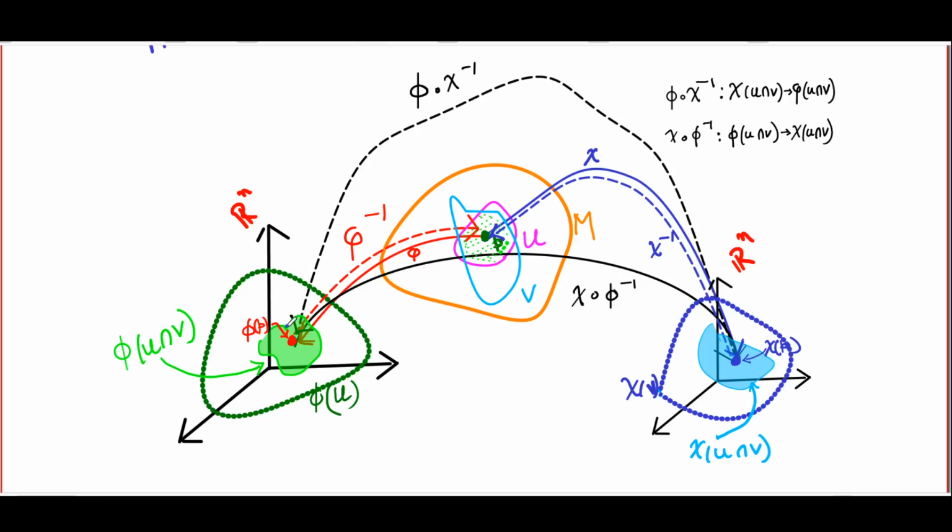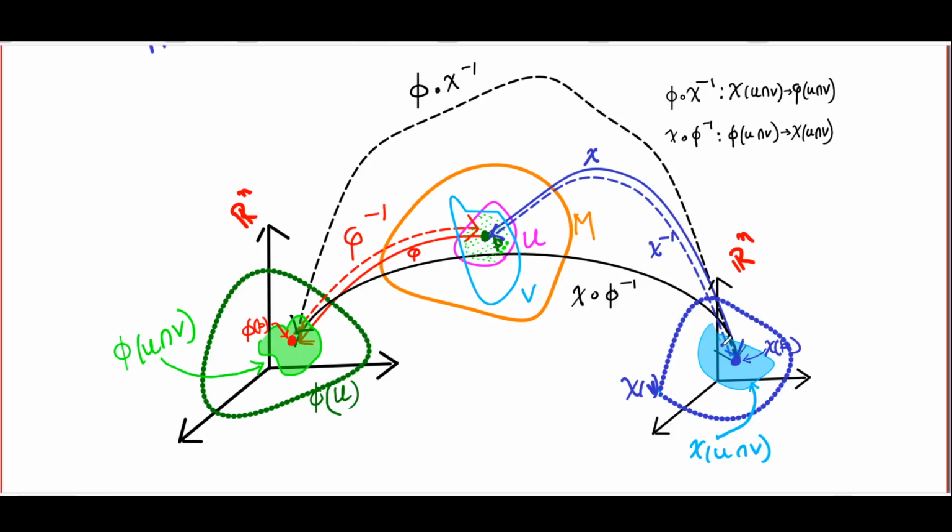Now, the region which has been colored green here is what you get when you apply phi on U intersection V. So this is phi of U intersection V. Similarly, here you have chi of U intersection V. Since our point P is in U intersection V, phi of P is inside phi of U intersection V here, and chi of P is inside chi of U intersection V here.